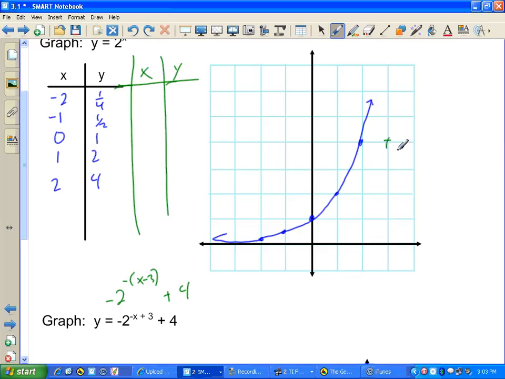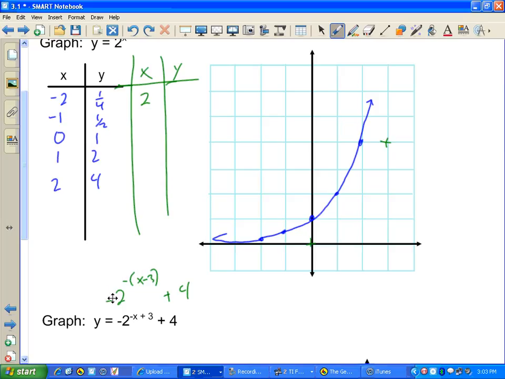So this is going to be my starting point. I don't want to put a dot there because it's not actually going to be on my graph. That represents this point here, my new origin. Now, instead of going left 2, I'm going to go right 2. I don't have a multiplier on here, but I do have a negative sign, so that means I'm going to go to the right 2. And instead of going up a fourth, I'm going to be going down a fourth.